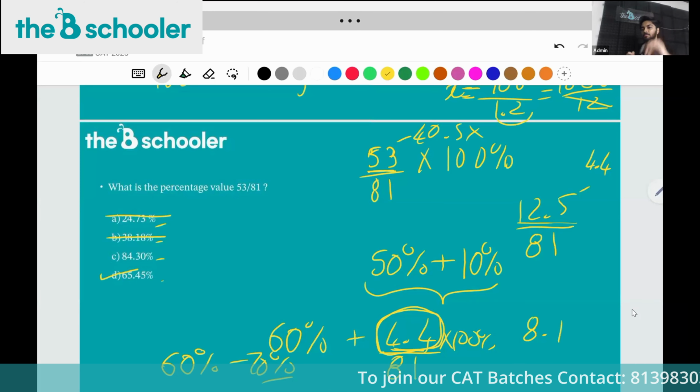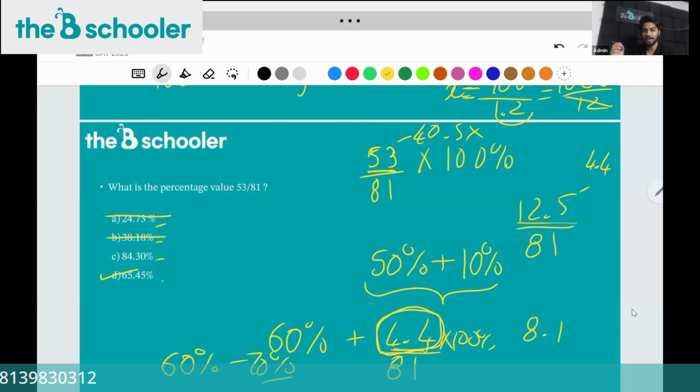So in CAT, out of 22 questions, close to 17 to 18 questions will have options. So when a question like this comes, anyway they're not going to ask you the value of this one, but when you come to a place where the answer is the percentage value of 53 by 81, rather than calculating and wasting time, in your mind you can see, okay, it is above 40.5. That means the answer is going to be above 50%. Eliminate option A, option B.